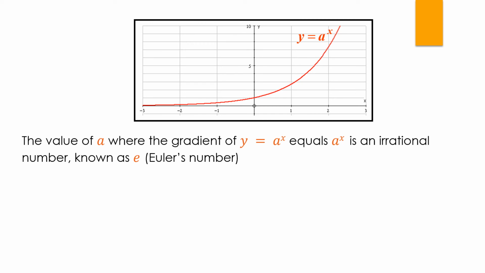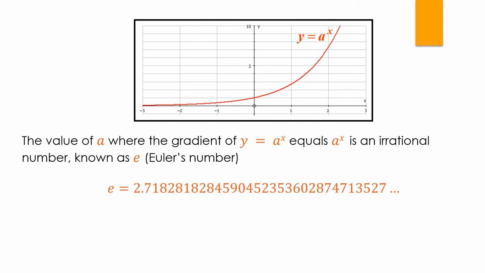And we know that Euler's number is 2.71828182845 and so on. Now you've encountered irrational numbers before because pi, being 3.142 and so on, was also an irrational number. Now John Napier used Euler's number as the base of natural logarithmic functions. And if we raise e to a power, it's known as our natural exponential function.